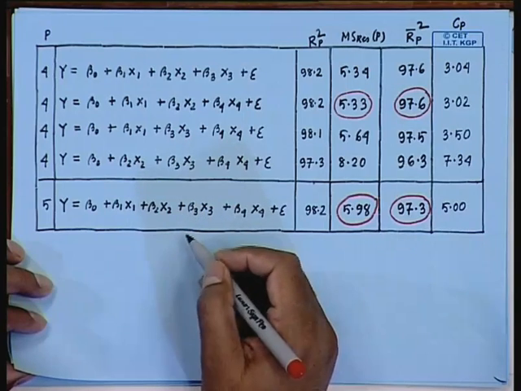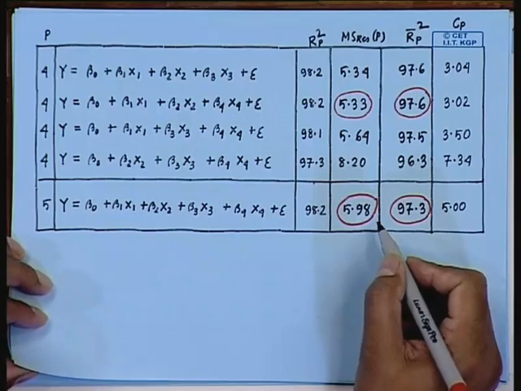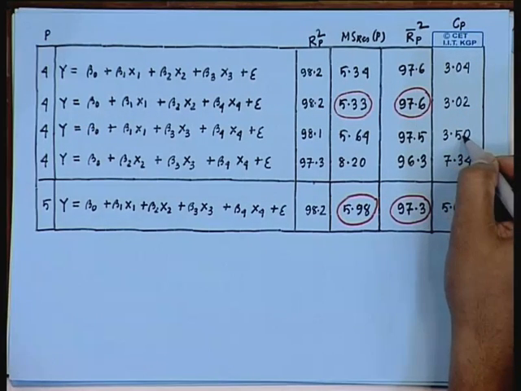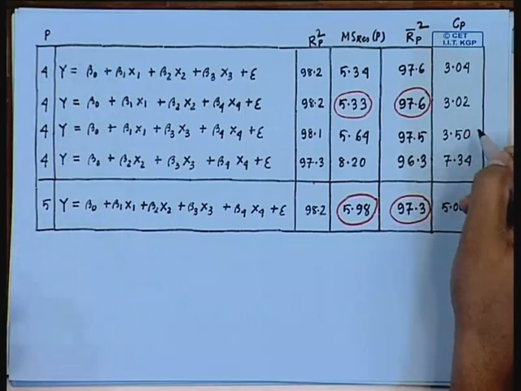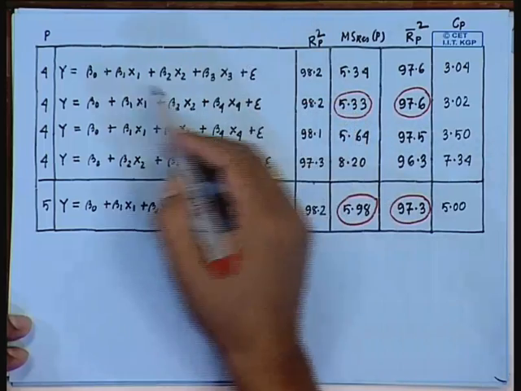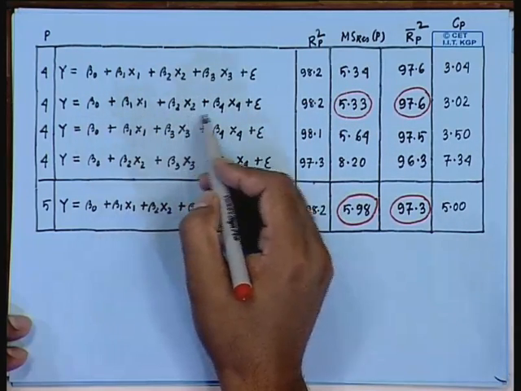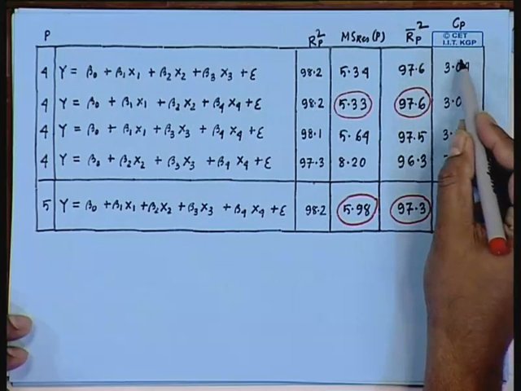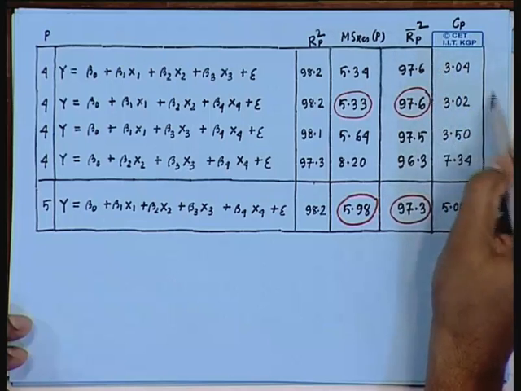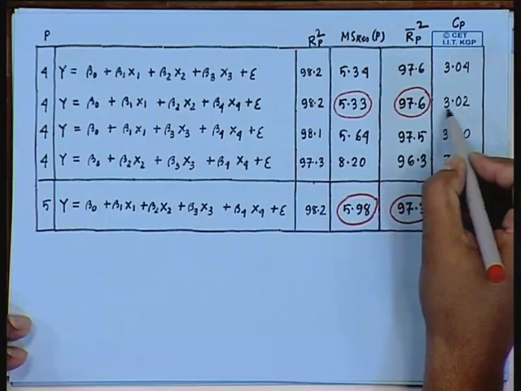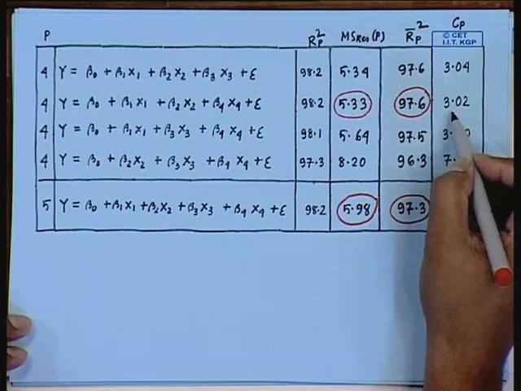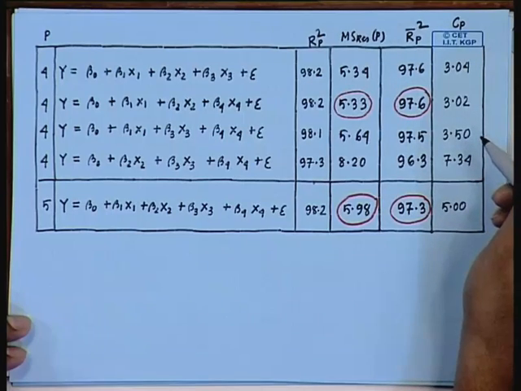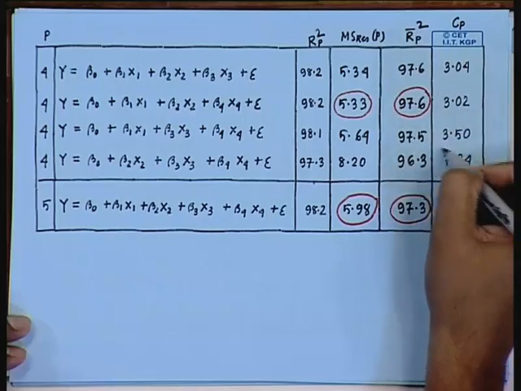So, I said that a smaller value of Cp indicates better fit, and also it should be close to p. So, here you can see that these three models involving x1, x2, x3; x1, x2, x4; and x1, x3, x4 are acceptable under the Cp criteria, because these values are small. Especially 3.02 is a small one, and a low Cp value indicates better fit. So, among these models, this one is the best one, but all three are acceptable because they are reasonably small and also close to p.